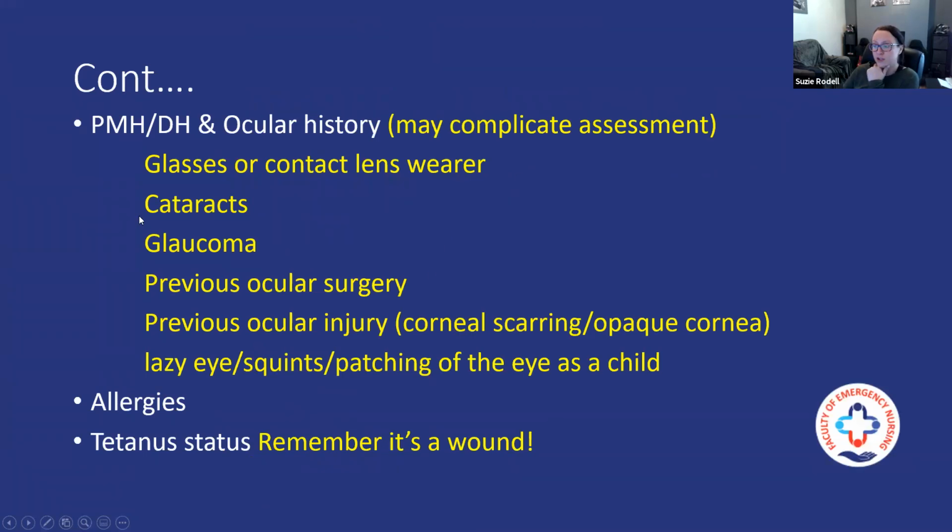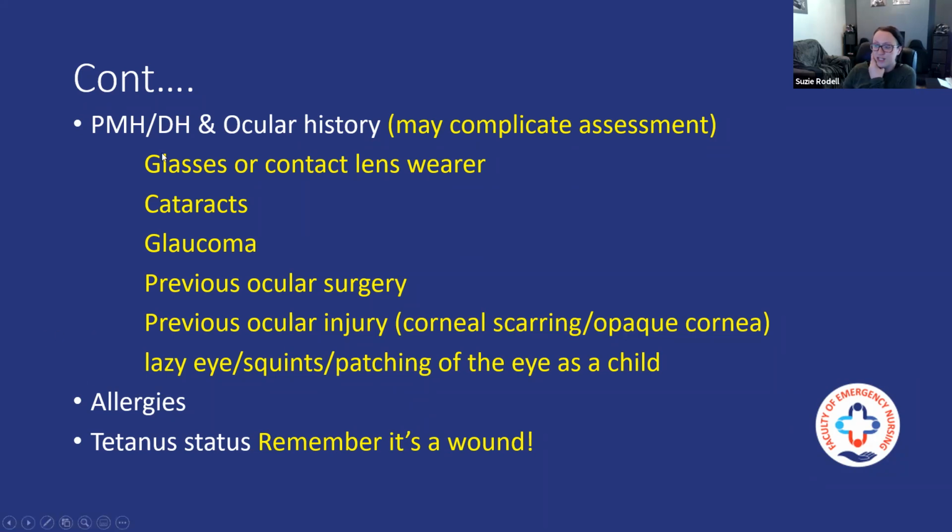If the triage nurse hasn't documented, then make sure you're documenting their past medical history, drug history and ocular history. As I said earlier, these are important because they can actually complicate your assessment when you come to look at the cornea and the deeper structures of the eye. So for instance, cataracts are a nightmare. A patient who has had a chemical burn with a cataract or glaucoma, and they've already got that corneal haze. How do you tell what's cataract and what's corneal burn?